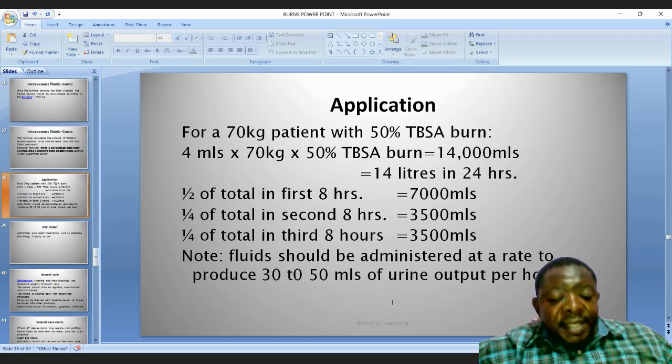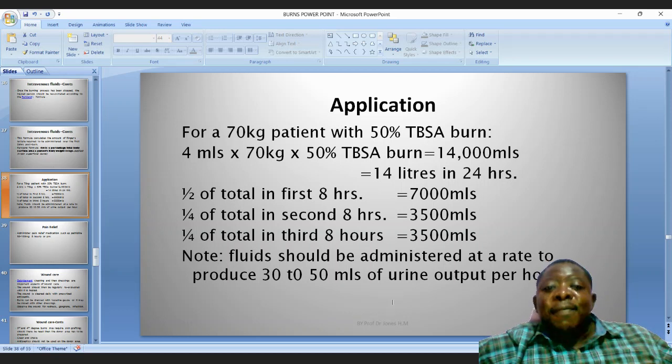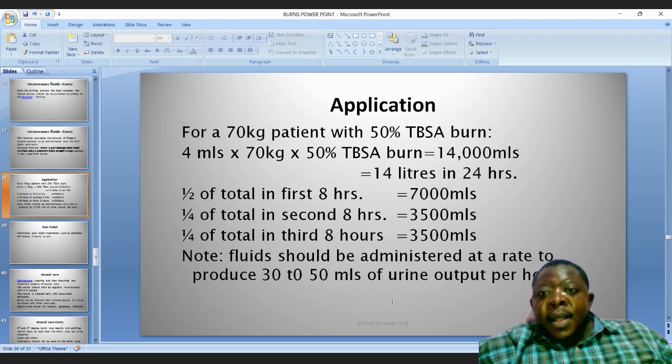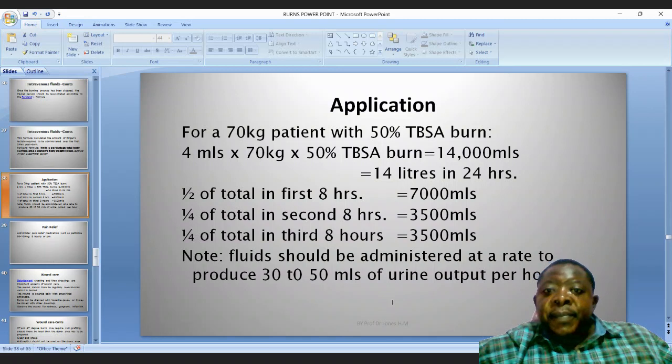For a man with 70 kg, with a total body surface of 50% area that has been burnt, it will mean we are supposed to give 14,000 mils within the first 24 hours. Okay, so how then do we give? We divide the 24 hours into three 8-hour periods. So the first 8 hours, you give half of the total amount that you found according to total body surface area that has been burnt and the kg.